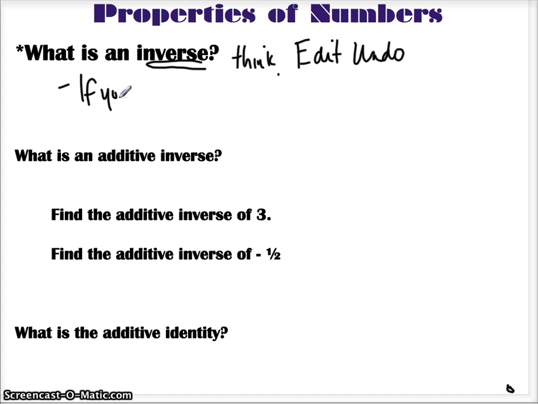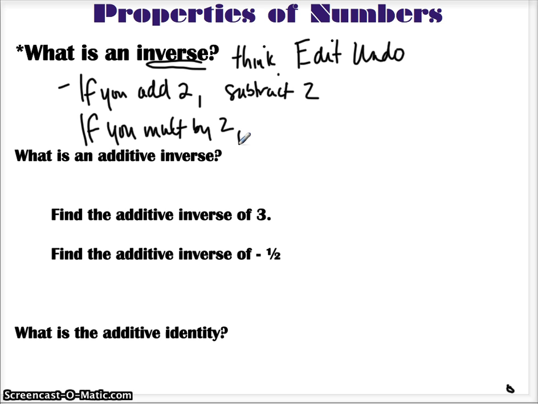Examples: if you add 2, what operation undoes that? Subtract 2. Okay, if you have 5 and you add 2 to that, you get 7. How do you get back to 5? You subtract 2. Okay, or if you multiply by 2, what operation undoes that? Dividing by 2. So that is what an inverse is.